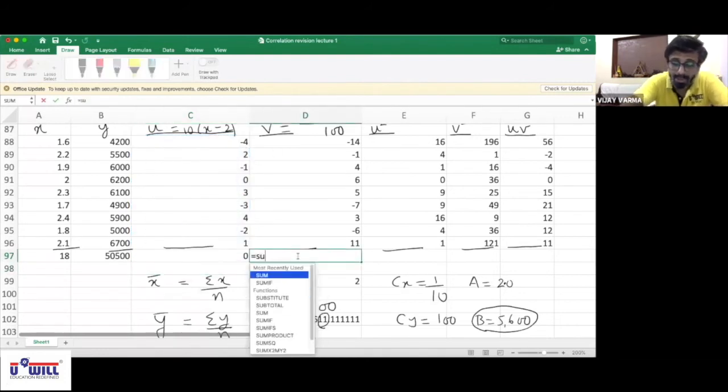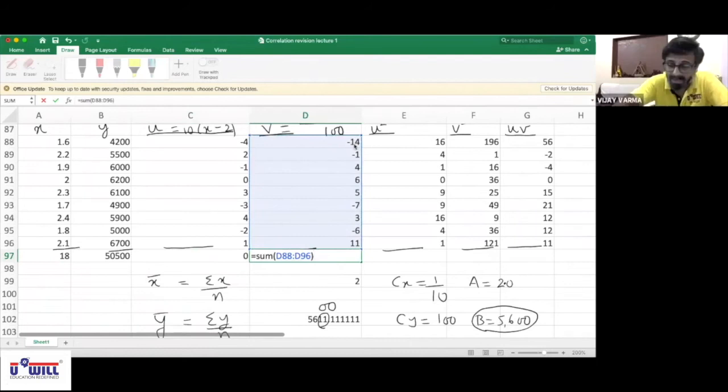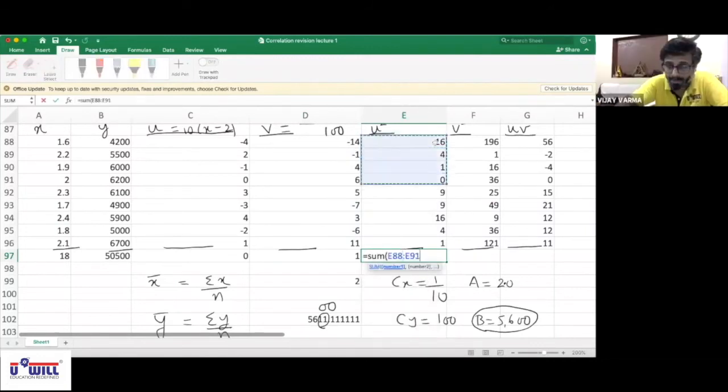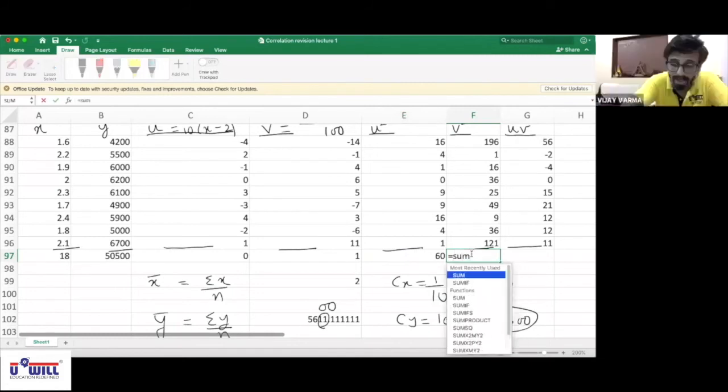Vidhi, tell me the total of v. 1. All of you must be able to get 1 as the total of v. Then, Vidhi, tell me the total of u square. 2.92. And tell me the total of v square. It is 489.